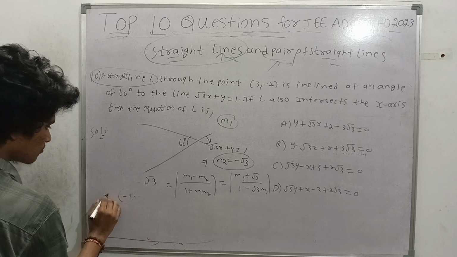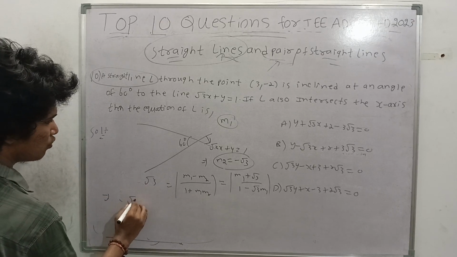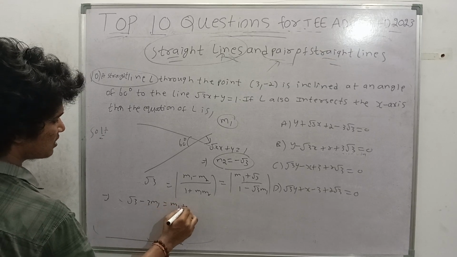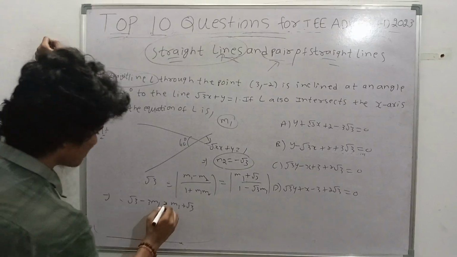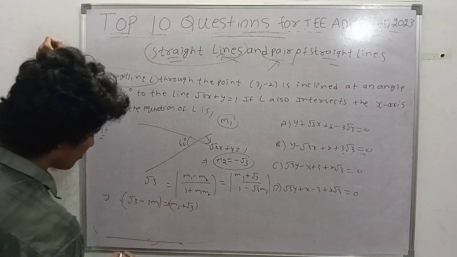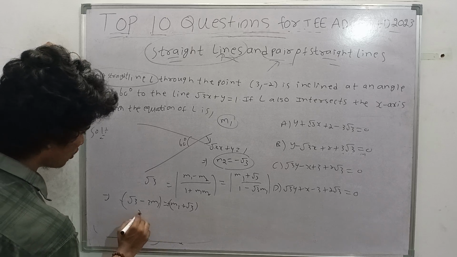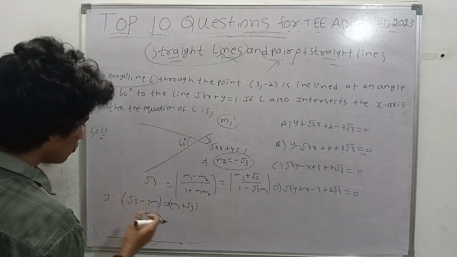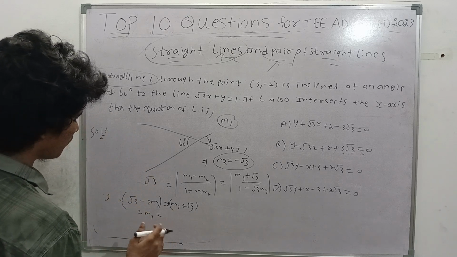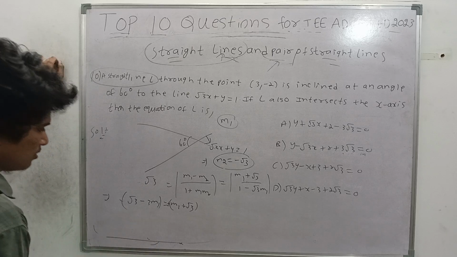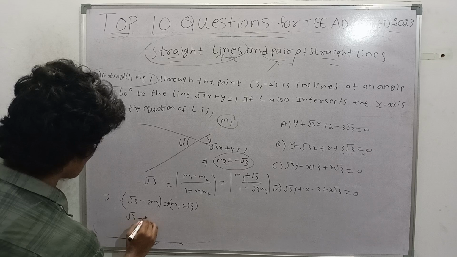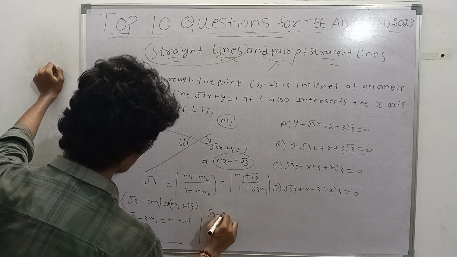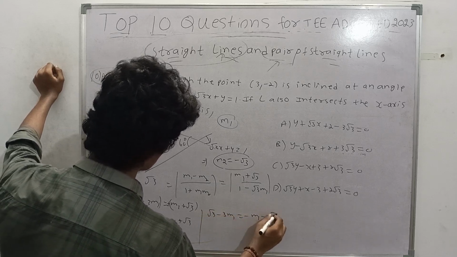So now I can multiply this. It is root 3 minus 3m1 equal to m1 plus root 3, and it is plus or minus. It is really important. There are two cases here, guys. Case one: root 3 minus 3m1 equal to m1 plus root 3. Another case: root 3 minus 3m1 equal to minus m1 minus root 3.